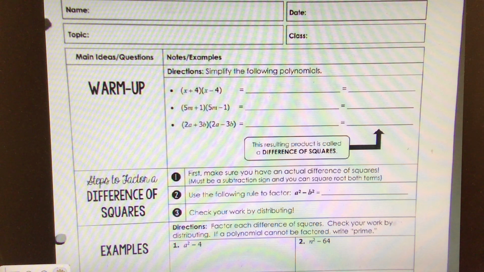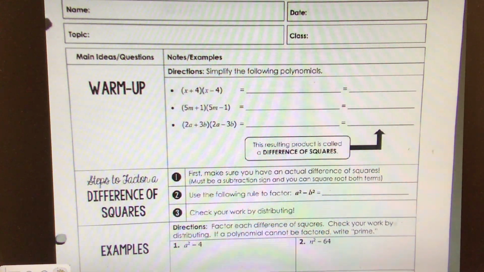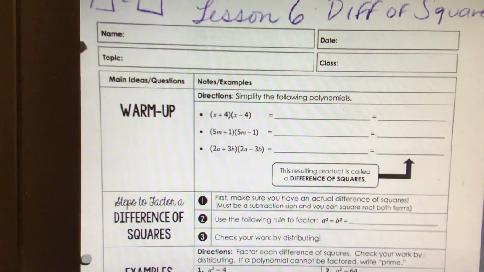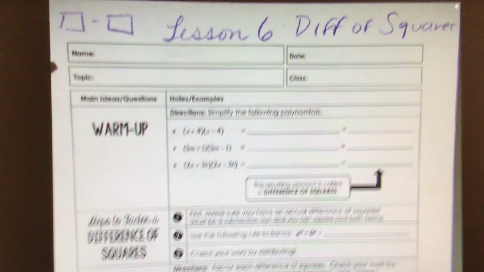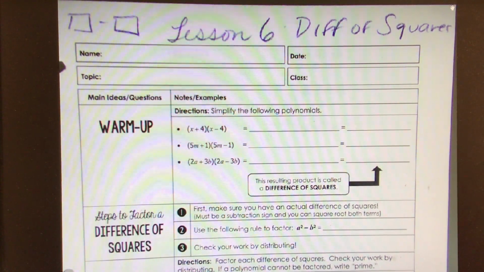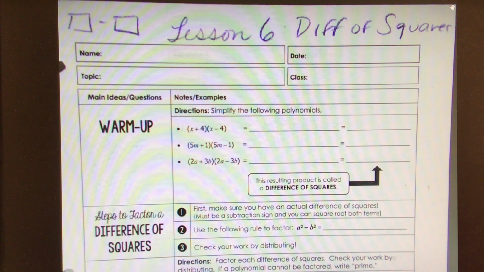And here we go. So again, I'm starting with the class notes. You might notice that I have a square minus a square because it's the difference of squares. It's if I subtract squares, which is literally what I'm about to do. So here we go.